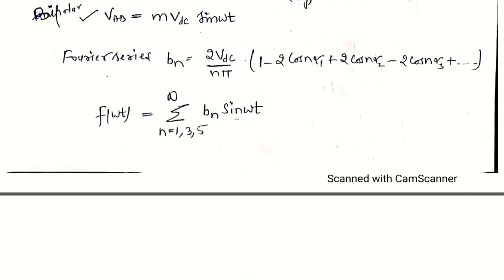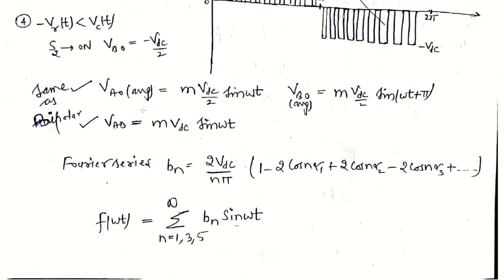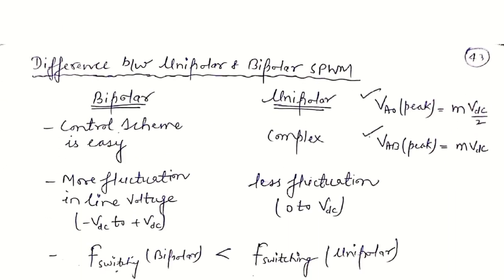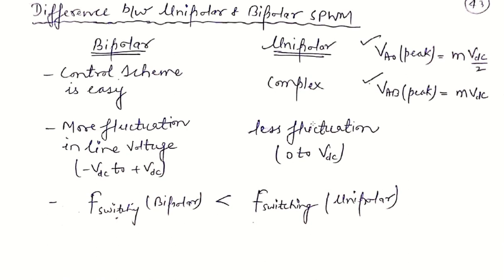So this is the peak value of the pole voltage, and the line to line voltage will be m into VDC. So the pole voltage will be m VDC by 2 in both the schemes, bipolar and unipolar, and this VAB is a line to line voltage having a peak amplitude of m VDC.